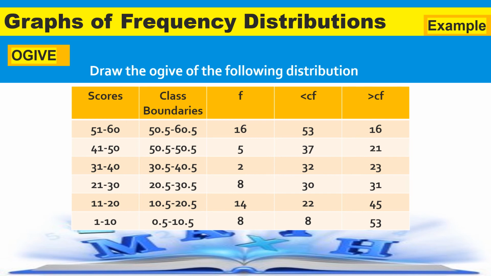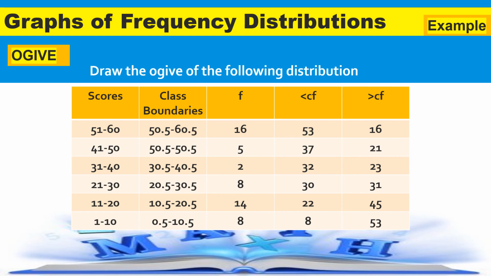And then for the greater than cumulative frequency, we start with the upper class boundary, 16, and then add: 16 plus 5 is 21, then 21 plus 2 is 23, 23 plus 8 we have 31, 31 plus 14 we have 45, and 45 plus 8 we have 53.